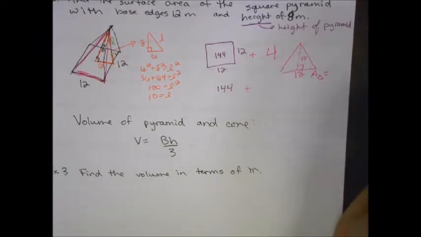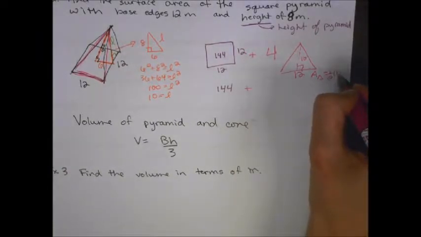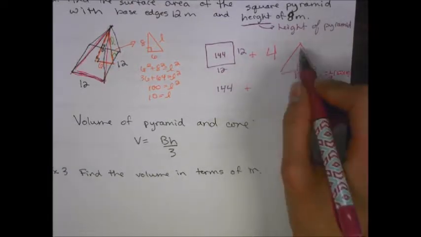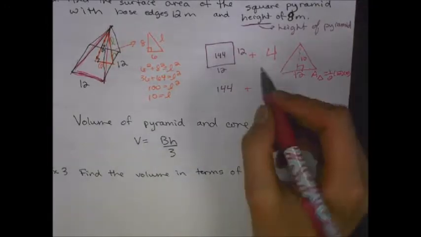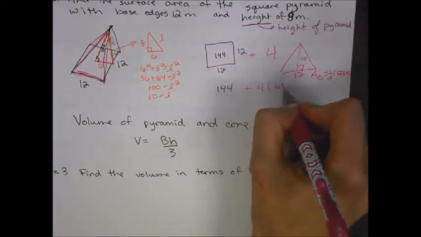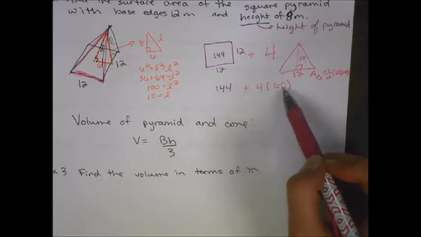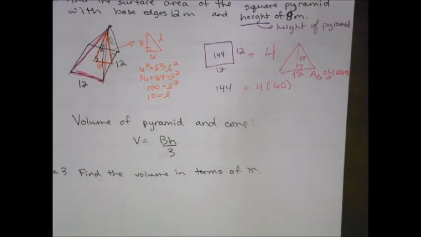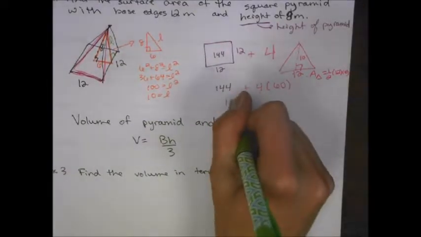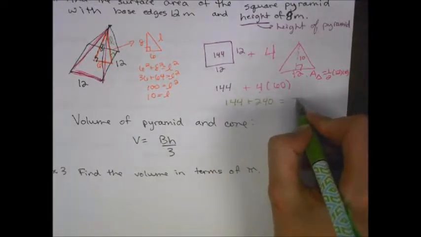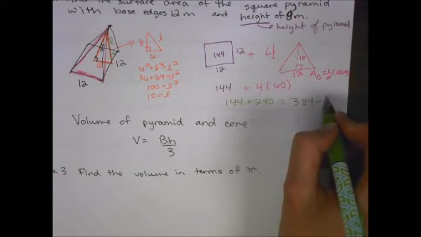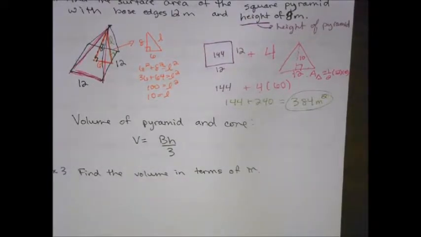The area of this triangle, 1/2 times 12 times 10, we need 2 perpendicular segments. It's going to give me 4 times 60. Remember, we have the 4 times the 60. So (144 plus 240), 384 meters squared.